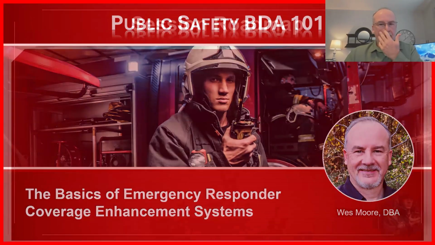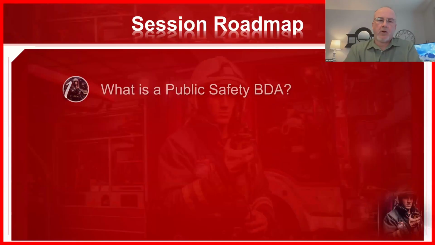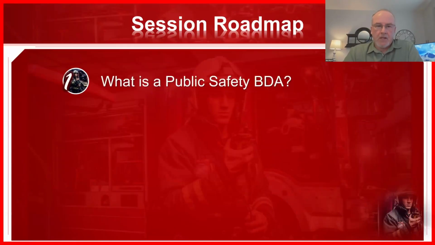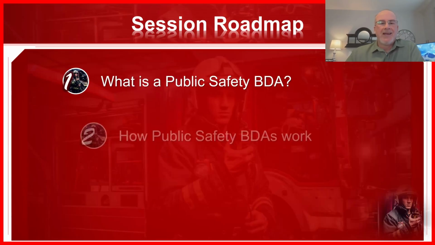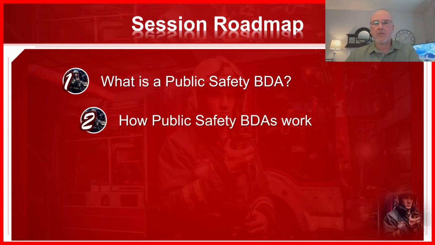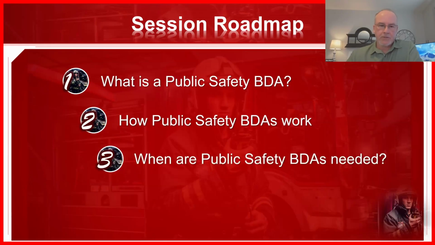So let's get started. Let's work through a roadmap here. What do we want to talk about? First of all, we want to ask, what is a public safety BDA? What is an ERC system? There are different names for this. We'll hit on that in just a moment. What is it? And then how does it work? We're going to have some images and some illustrations to show you how all these pieces come together and what this thing does and how it works.